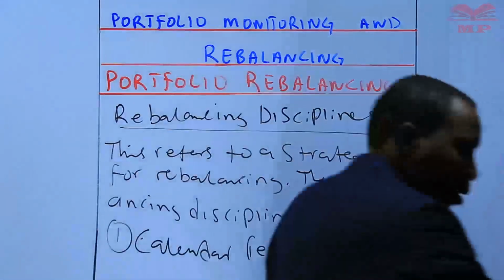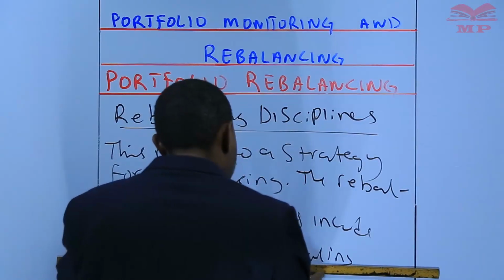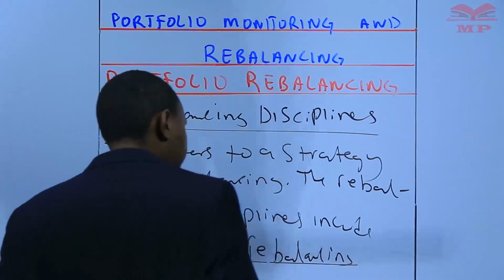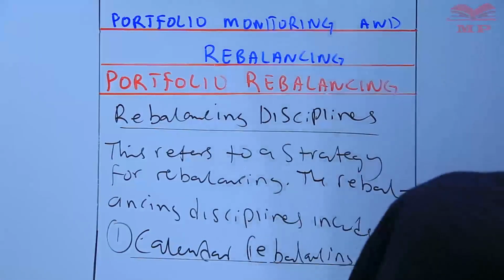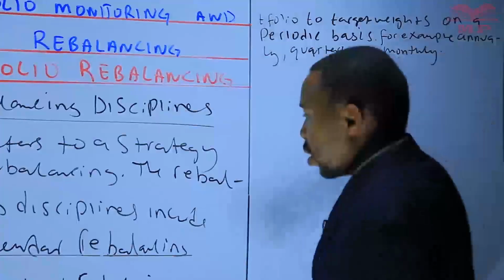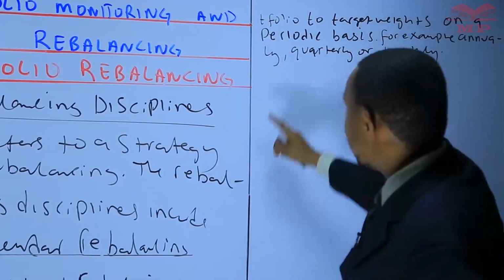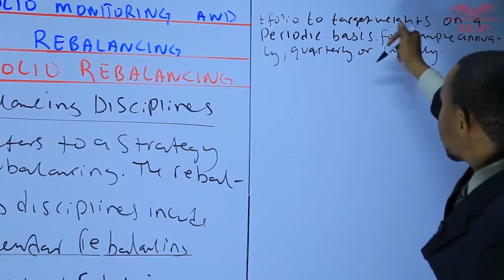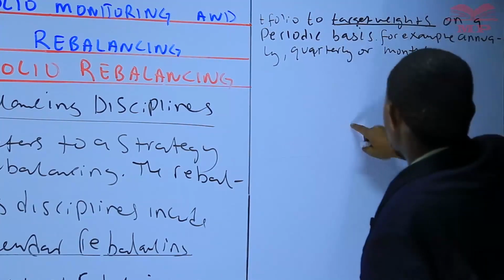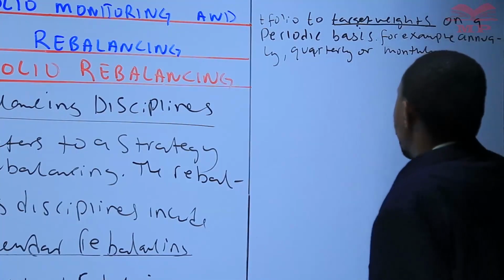What is this item called calendar rebalancing, or subtopic? We can say the following, that calendar rebalancing involves rebalancing a portfolio to target weights. The keyword there is target weights on a periodic basis. For example, annually, quarterly, or monthly.